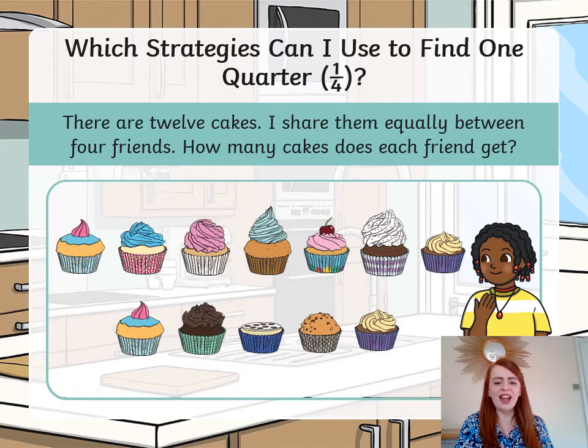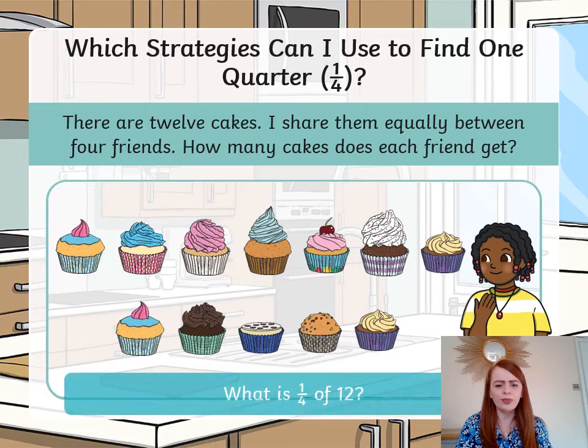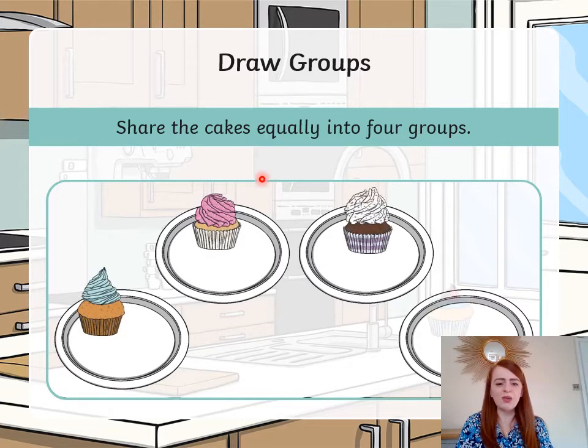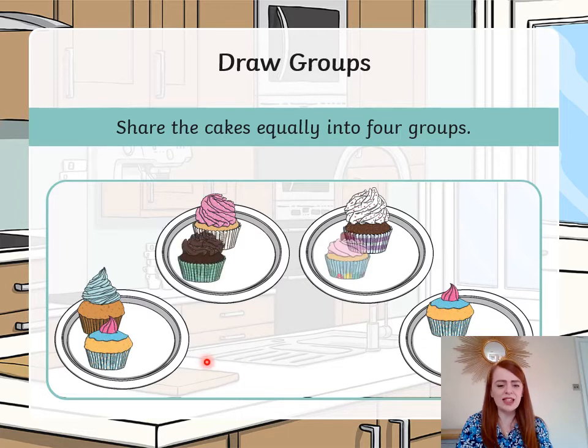Right, well, let's have a look then at a different example. Now, this time there are 12 cakes, and this girl wants to share them equally between 4 friends, which is really a problem we might have maybe in school, maybe in the playground, maybe at your birthday. So she's wondering, well, how many cakes would each friend get if I shared these 12 cakes amongst 4 people? So what is a quarter of 12? So we're going to this time draw groups to help us. So we're going to share the cakes equally into 4 groups. So you can see here we've got the 1 at a time method.